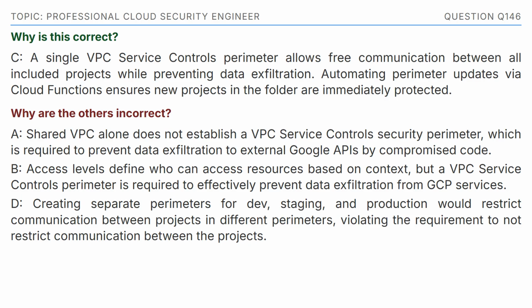Why are the others incorrect? A. Shared VPC alone does not establish a VPC Service Controls security perimeter, which is required to prevent data exfiltration to external Google APIs by compromised code. B. Access levels define who can access resources based on context, but a VPC Service Controls perimeter is required to effectively prevent data exfiltration from GCP services. D. Creating separate perimeters for dev, staging, and production would restrict communication between projects in different perimeters, violating the requirement to not restrict communication between the projects.